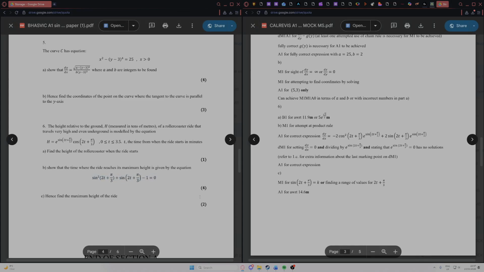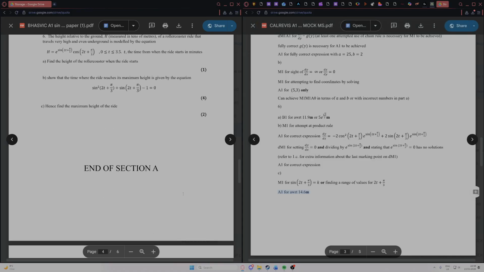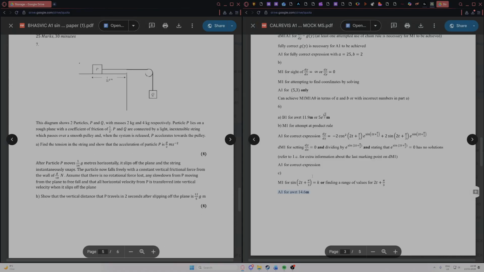Then this next part you can do without any of these, without the hell that is part B. You don't actually need part B to be able to do part C. So you just solve this quadratic, get sin(2t + pi/3) equals k, and then you also have to find a range of values for 2t + pi/3 to be able to get the question right. But you can get this M1 mark for doing not much work. And then you need to multiply your final answer by 10 after doing all of that to get your answer of 14.6 meters. Right, moving on to mechanics.